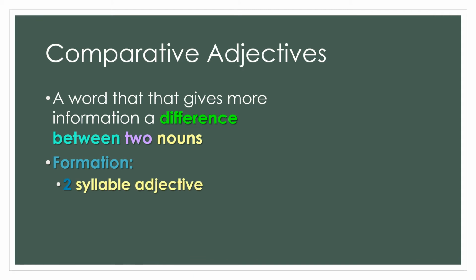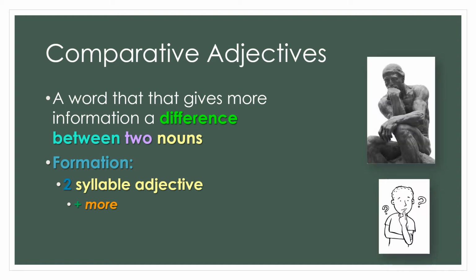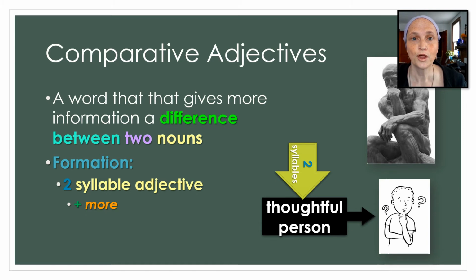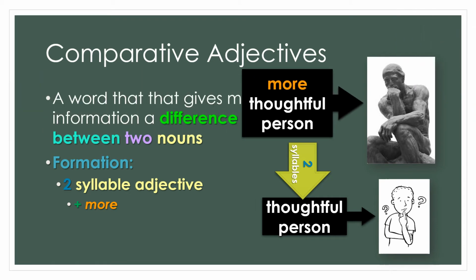If you have a two-syllable adjective, you will usually just add the word more before the adjective. For example, thoughtful person. Thoughtful, two syllables. To make it comparative, you add the word more. This is a more thoughtful person than the other person.